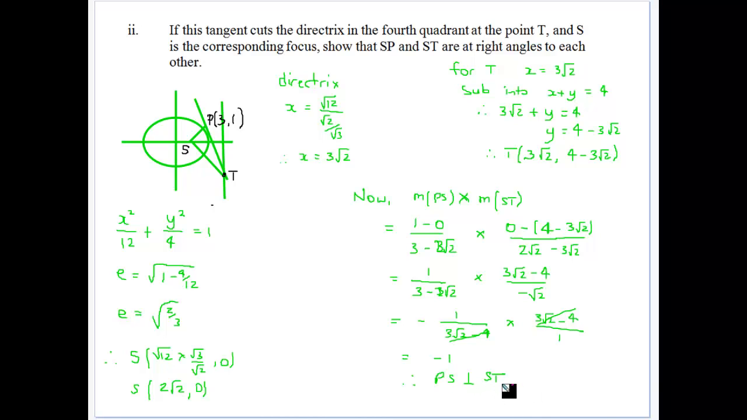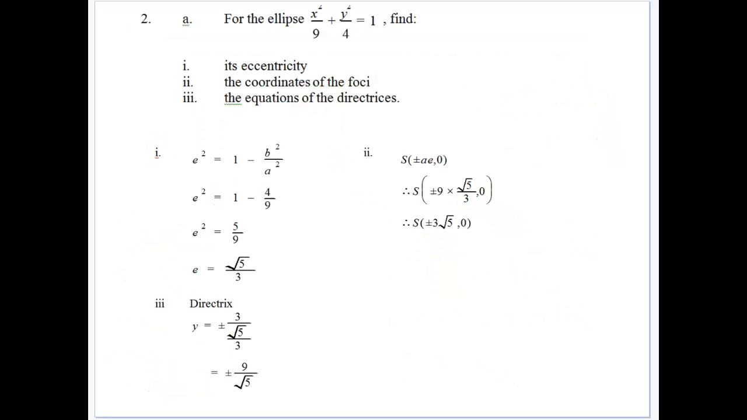So PS then is perpendicular to ST. So there we go, that's that one. It took a little bit of manipulation, but we were just using all the rules we've learnt to get the eccentricity, focus, directrix, doing some substitution from what we had in part 1, and then using the multiplication of the product and get the products equaling minus 1.